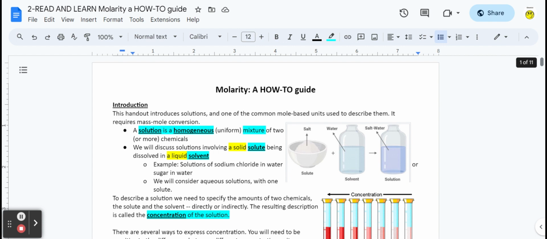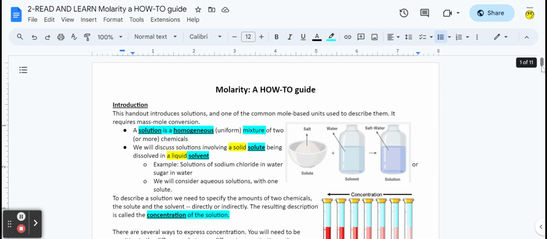If we look at the diagram or the picture on the right, solutions involve a solid solute, so salt, sugar. For most of what we're going to be doing, they're going to be ionic compounds, and then a liquid solvent. The most common liquid solvent is water. It could be alcohol, depending on what your solute is that would dissolve in there. So then your solution itself would be salt water.